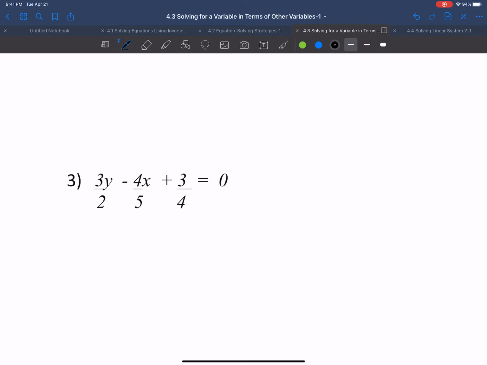So 20 would work. We can multiply by 20.